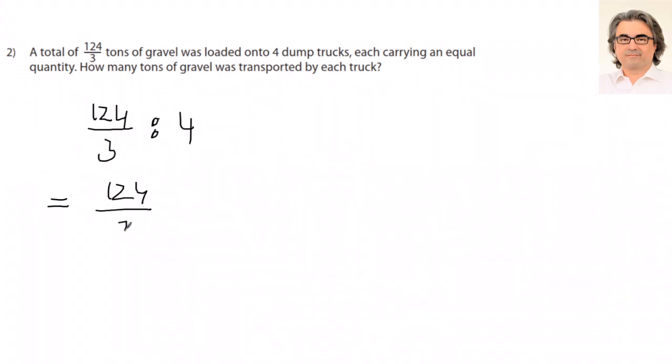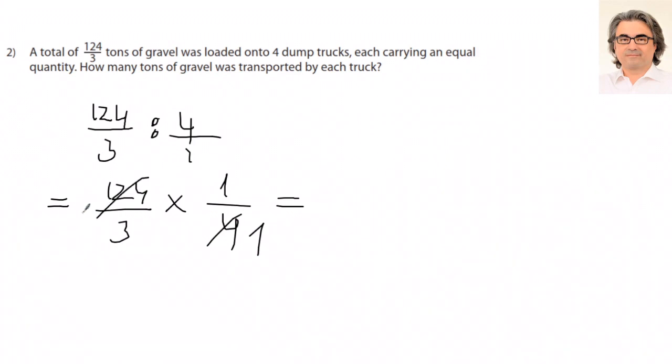124 over 3 should be written the same. Division should be transferred to multiplication, and because 4 is 4 over 1, I should write here 1 over 4. It's the reciprocal. Is there any simplification between these numbers? Yes, between 124 and 4. Both are divisible with 4. 4 over 4 is 1.